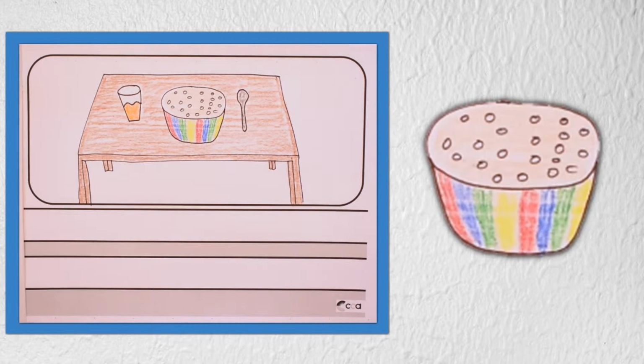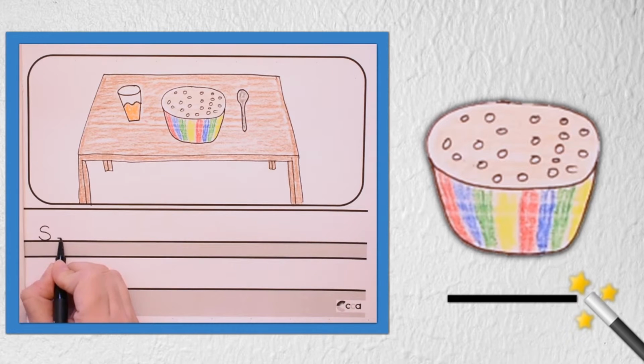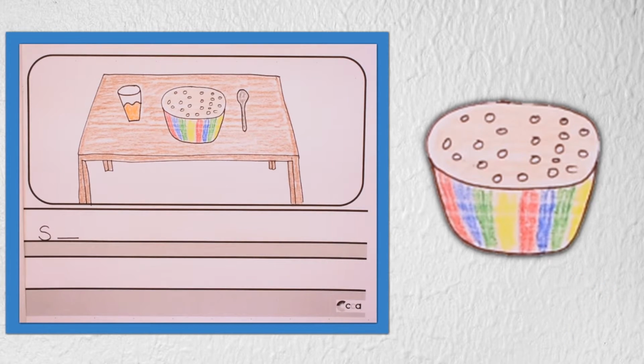Listen to the word cereal. Cereal. I hear the s sound. I know S spells the s sound. Cereal. I hear ear. But I don't know what letter spells that sound. I can use a magic line. A magic line shows that I hear a sound, but I don't know the letter that spells the sound. Cereal. I hear the L sound at the end. I know letter L spells the L sound.